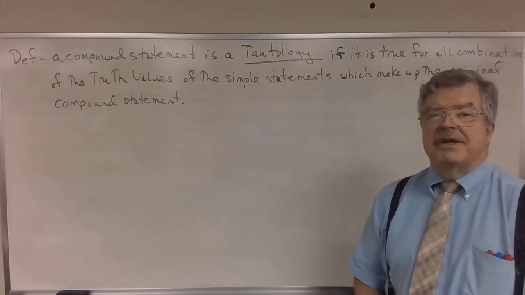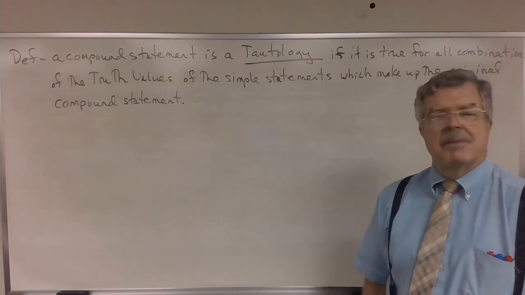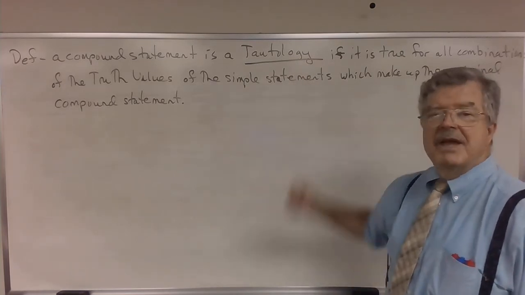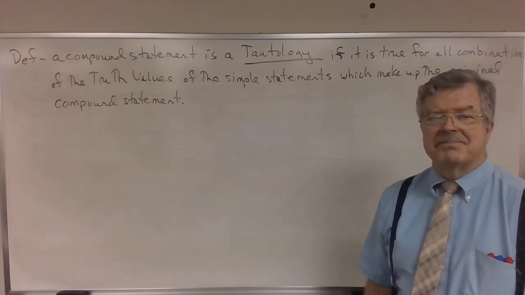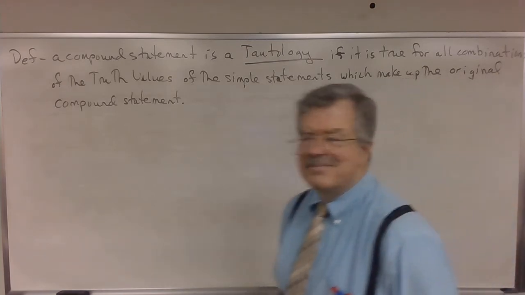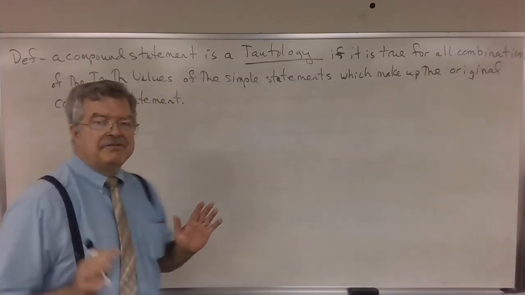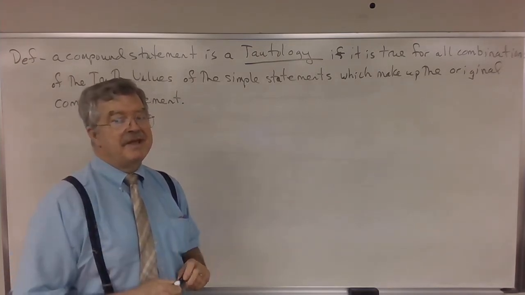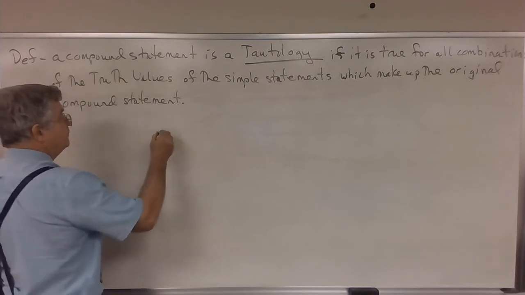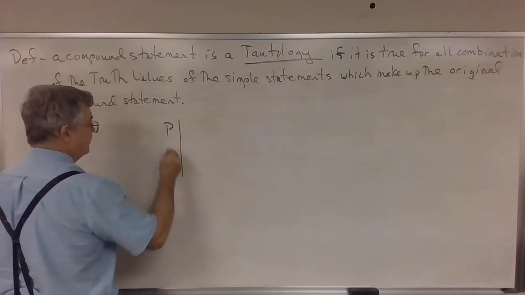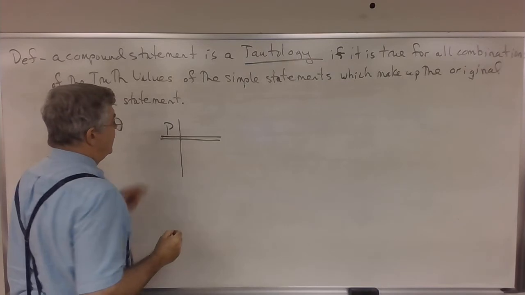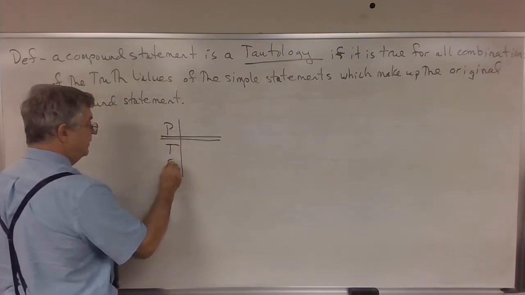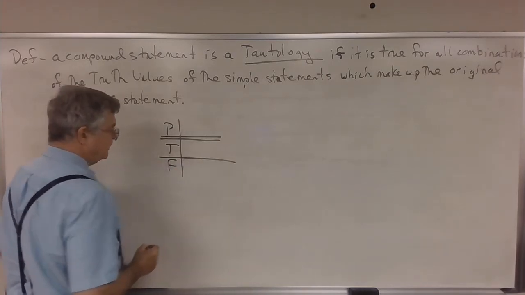When we started with the contradiction, we came up with a simple example. Can we come up with a simple example for a tautology? Let's see. Let's try to make a tautology using just the simple statement P, okay? So we have P, and P has one of two truth values. It's either true or it's false.